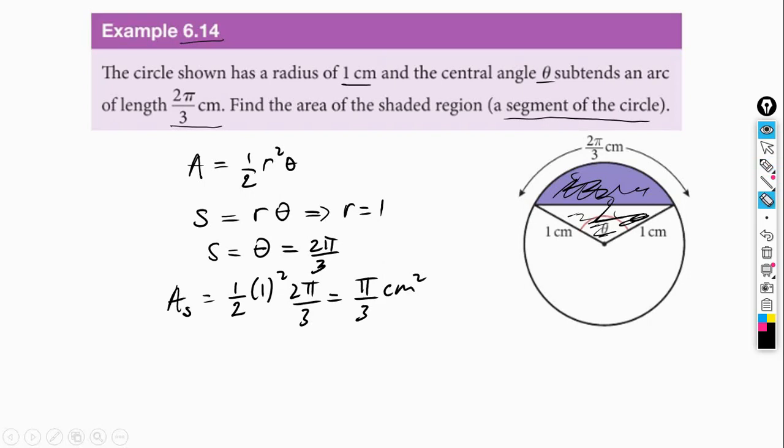But since they want us to find the area of the shaded region only, and this gives us the whole sector, we will need to subtract the area of this triangle here, right?